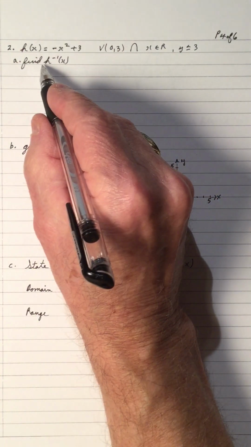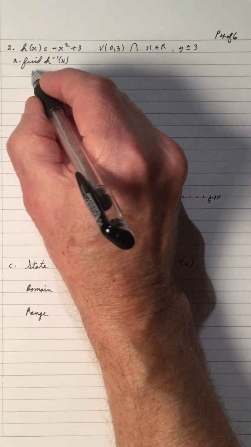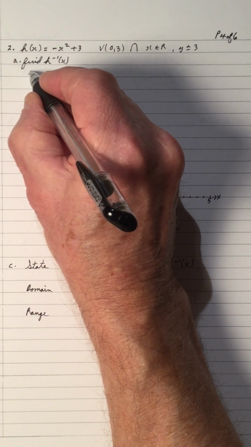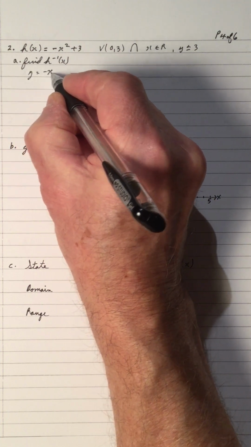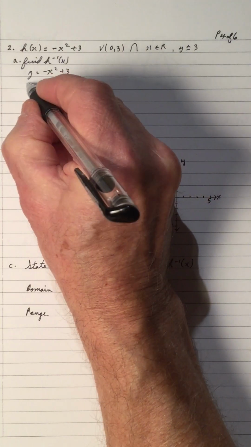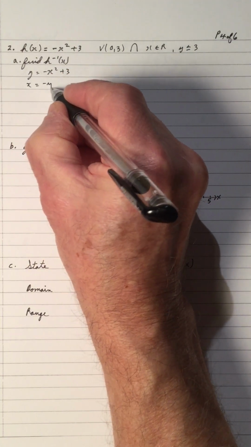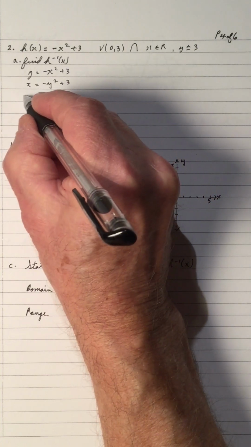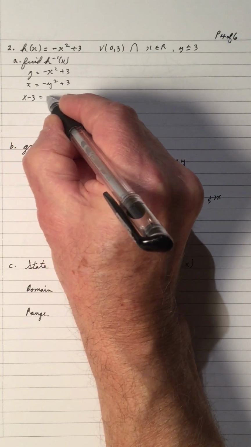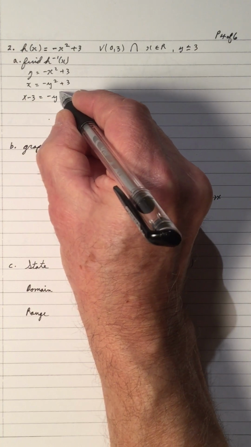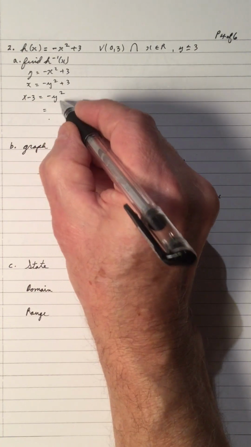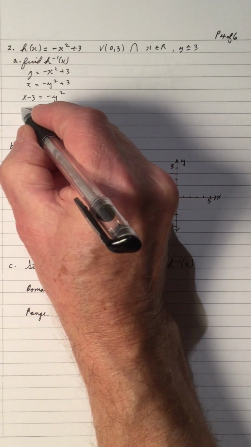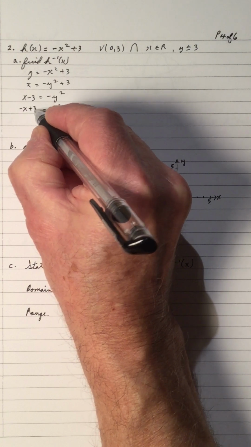So let's find the inverse of this. So the inverse, h to the negative 1, the h of x becomes y. We switch the y and the x. And now we solve for y. So x minus 3 equals negative y squared. And we multiply by negative 1. So we get y squared equals negative x plus 3.